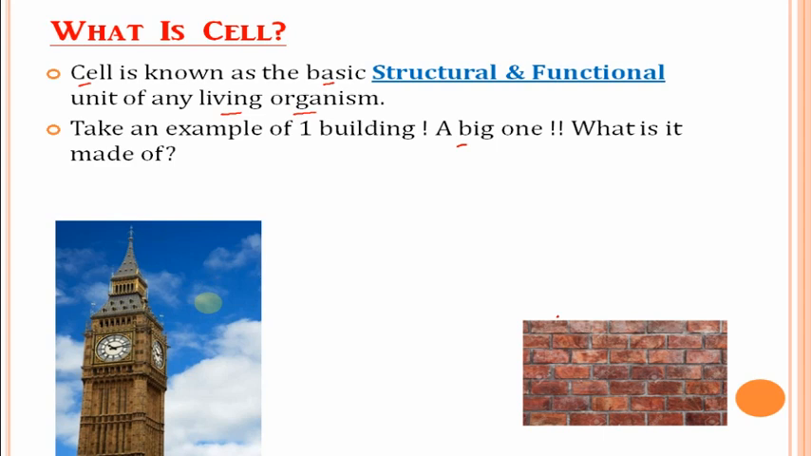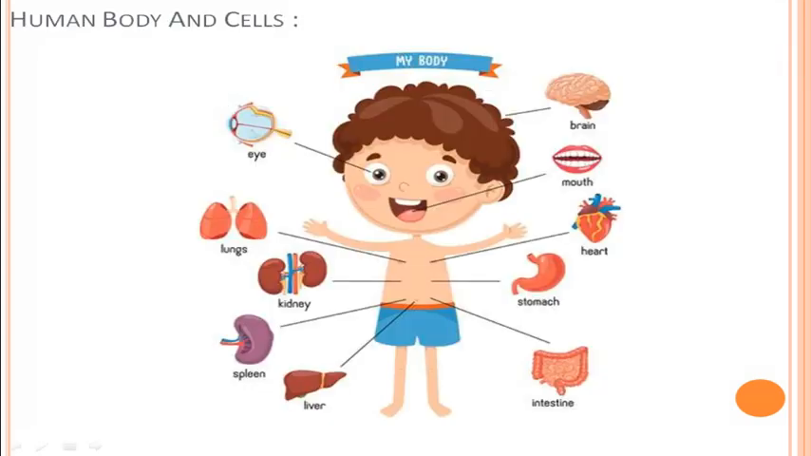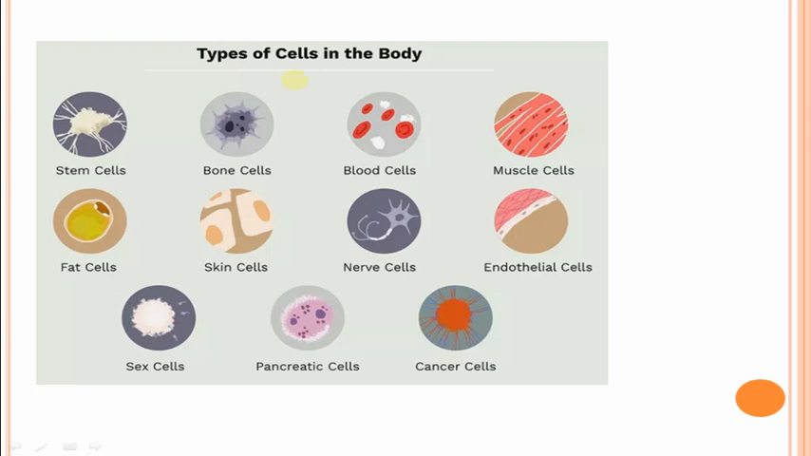The same way, we can apply the same theory for the human body. How? So, this is my human body, a little kid who has all these organelles inside his body. He has eyes, brain, mouth, heart, stomach, lungs, kidneys, spleen, liver, intestine, many other things. So, this is a human body. The whole body is looking very good, but it is made up of all these small organelles. And these small organelles are made up of simpler types of cells. So, these are the types of cells that we can see in our human body.